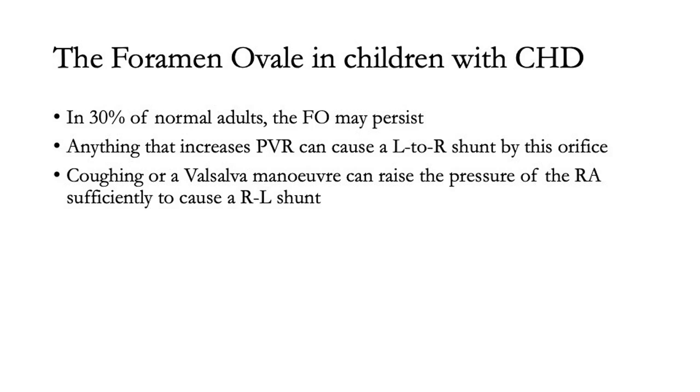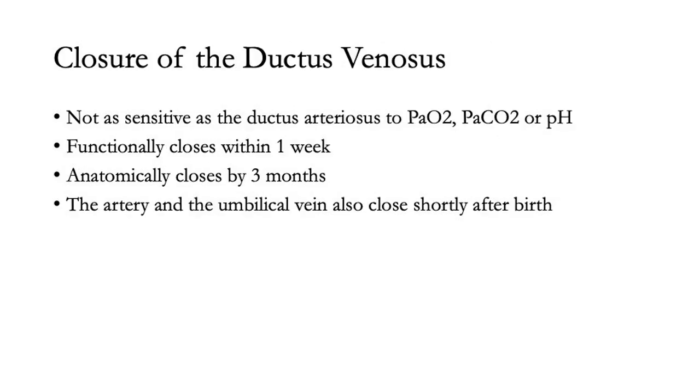Even in the absence of pulmonary hypertension, coughing or a Valsalva maneuver can raise the pressure of the right atrium sufficiently to cause a right-to-left shunt, thus explaining the occurrence of paradoxical embolisms. The ductus venosus is not as sensitive as the ductus arteriosus. It functionally closes within 1 week and anatomically closes by 3 months. The artery and umbilical vein also close shortly after birth.